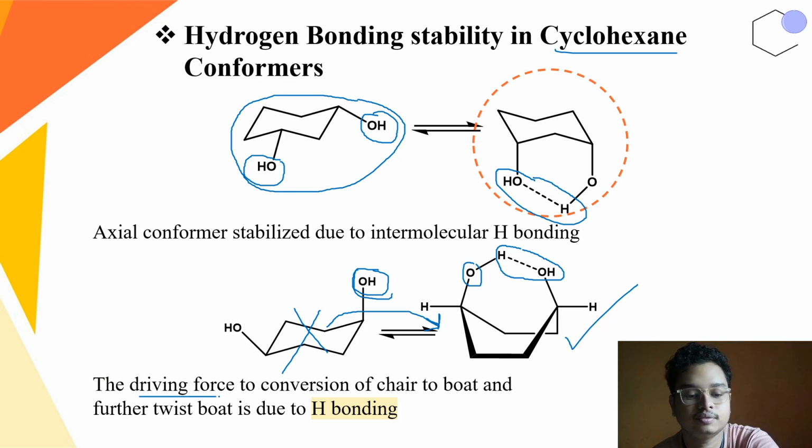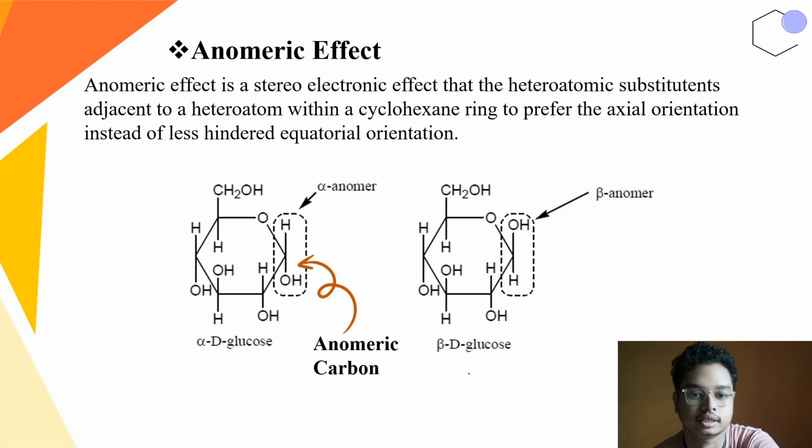And the driving force for the conversion of chair to boat and further to twist boat is the intermolecular hydrogen bonding. Okay. Now there is another interesting thing that is observed in the case of glucose-type molecules, that is called the anomeric effect.